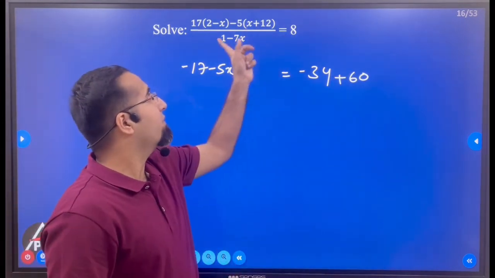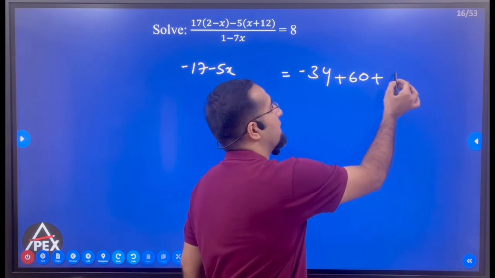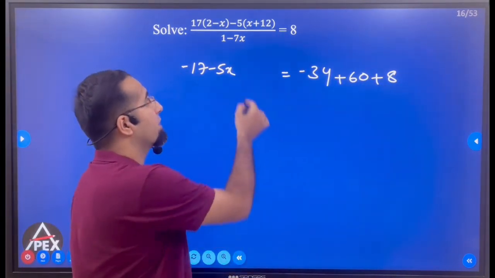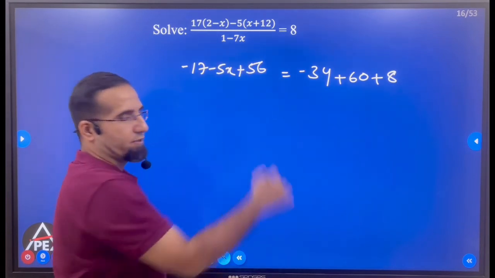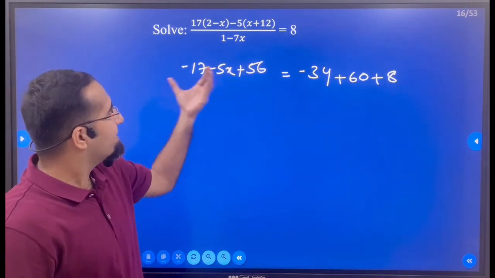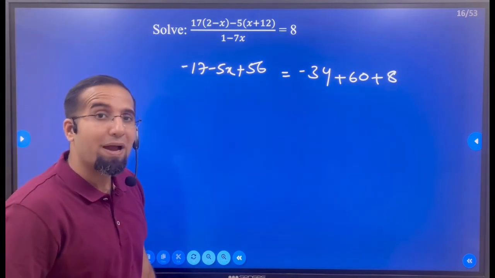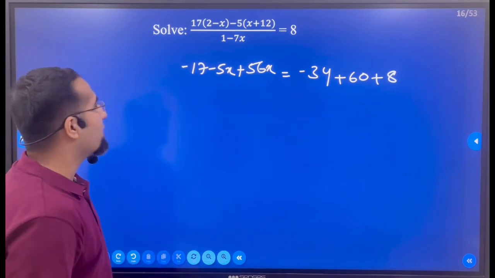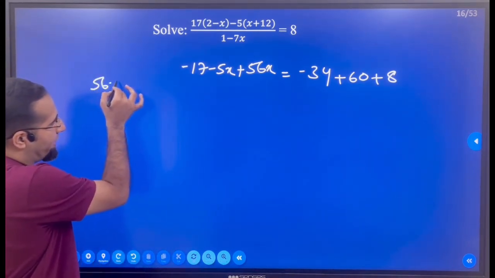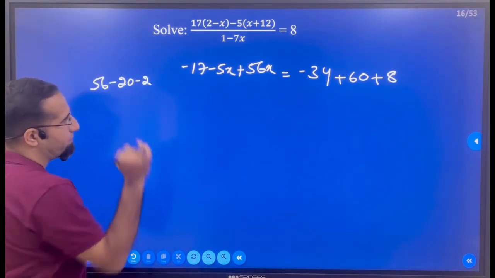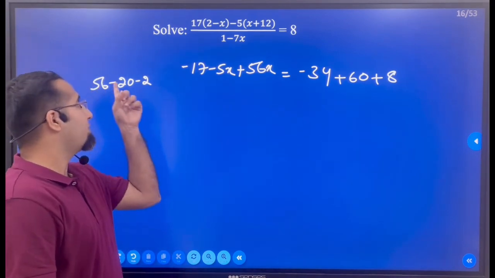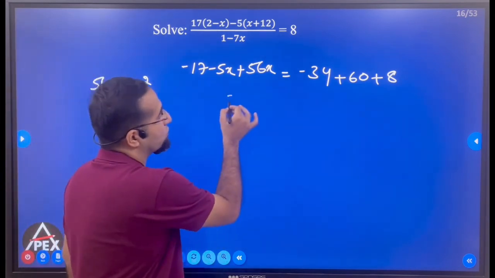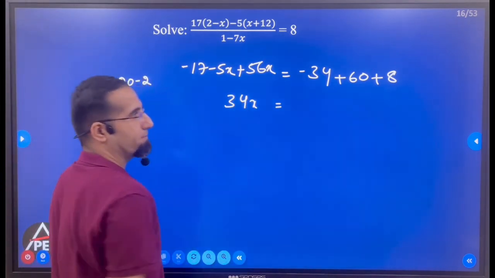On the right hand side, I have 8 into 1, that is 8, which is plus 8. And on the right hand side, I have minus 56, comes on to my left, becomes a plus 56x. Now 56 minus 17 and minus 5 will give me minus 22. So what is 56x minus 22x? Now what you can do here is, you can break 22 as minus 20 and minus 2. So 56 minus 20 gives you 36, 36 minus 2 gives you 34. So this gives me a plus 34x.